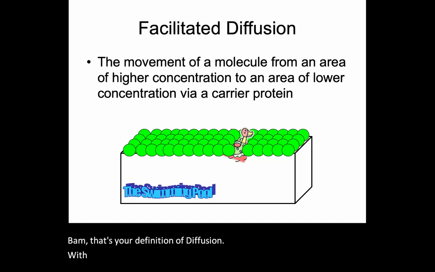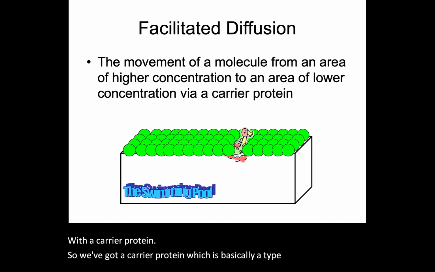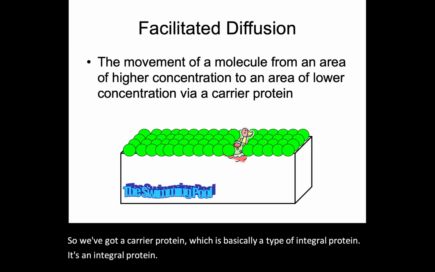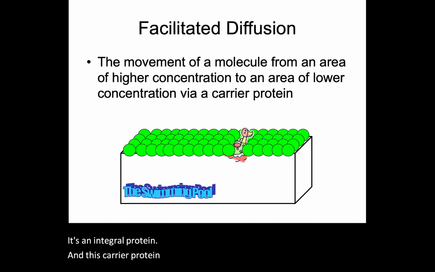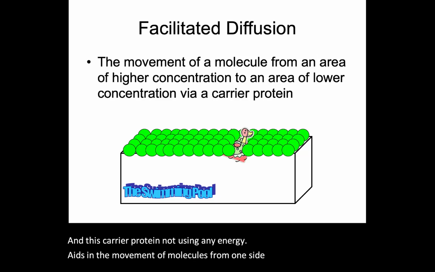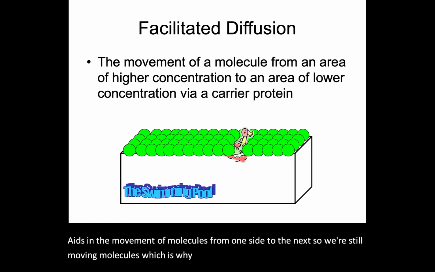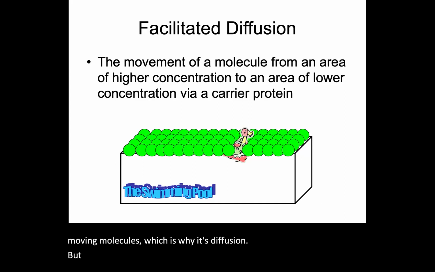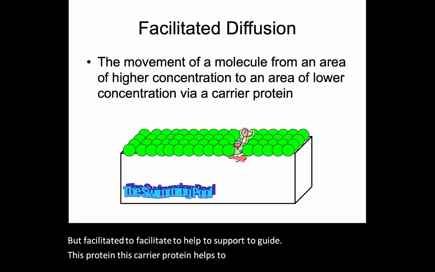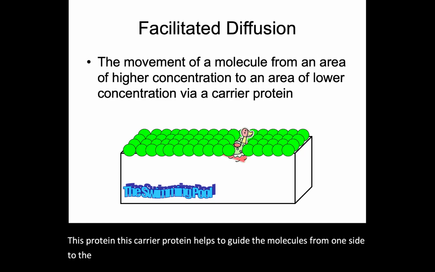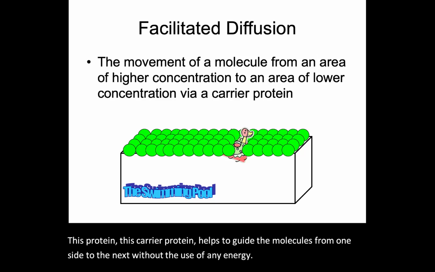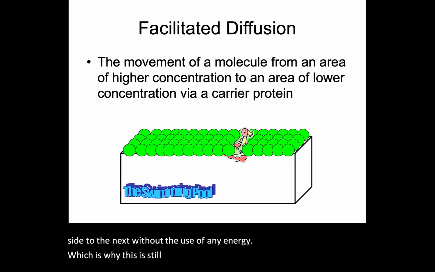With a carrier protein. So we've got a carrier protein, which is basically a type of integral protein. This carrier protein, not using any energy, aids in the movement of molecules from one side to the next. So we're still moving molecules, which is why it's diffusion, but facilitated: to facilitate, to help, to support, to guide. This carrier protein helps to guide the molecules from one side to the next without the use of any energy, which is why this is still considered passive transport.